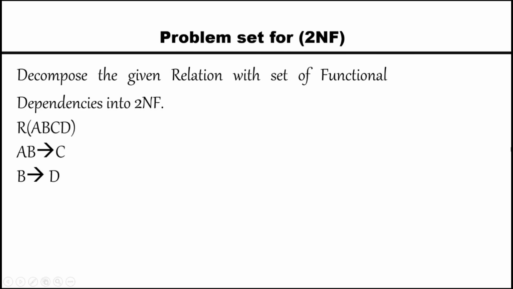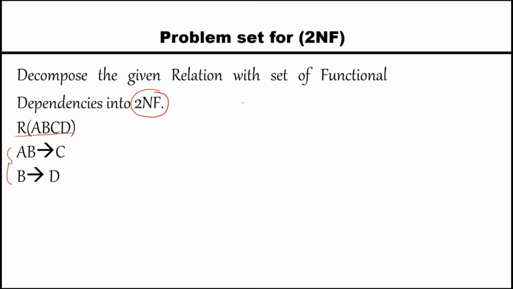Now, students, we will see some problems based on second normal form. There are different versions or variations, so I've put it in a very simple way. You can think of a relation R(A, B, C, D) having four attributes A, B, C, D, and two functional dependencies. We have to decompose this given relation with the set of functional dependencies into 2NF.